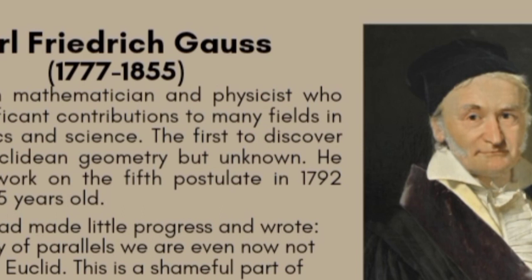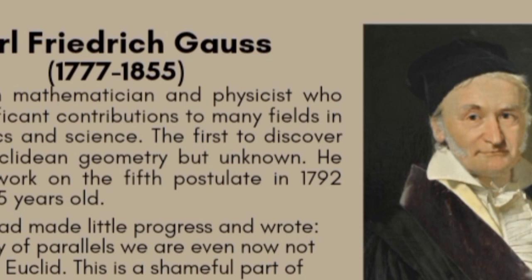First, we have Carl Friedrich Gauss, 1777 to 1855, a German mathematician and physicist who made significant contributions to many fields in mathematics and science, the first to discover non-Euclidean geometry but unknown. He began to work on the 5th postulate in 1792 while only 15 years old. The first person to really come to understand the problem of the parallels was Gauss. He began at first attempting to prove the parallels postulate from the other 4.